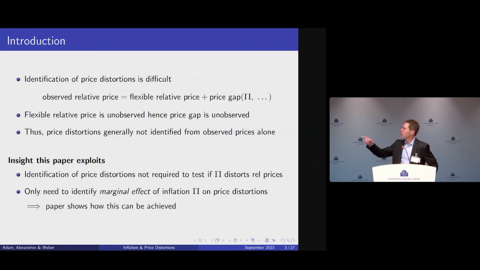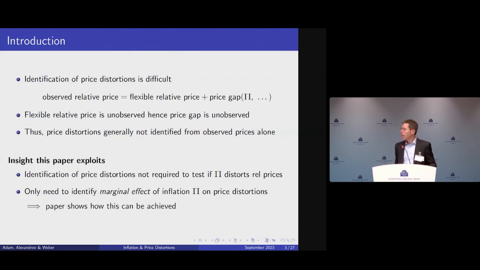Now, the thing is, we don't observe this flexible relative price. That's a counterfactual price, right? We don't see that, and hence we don't see the price gap. Now, that's a problem, because that's the object that depends on inflation and that we would like to know, right? So we would like to know, say, the price gap, ideally directly, or moments of the distribution of the price gap, but we don't see it. So price distortions generally are not identified if we just observe the sticky relative prices alone.